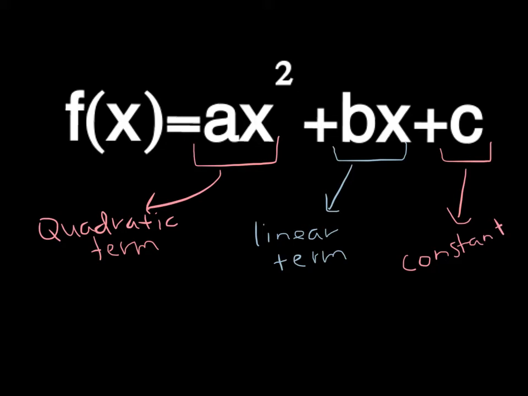In this function, our a, b, and c are just numbers. They can be any number, and our x and our f of x are our variables. Also, the graph of this function is what's called a parabola. You've probably heard this before. Parabola is what the graph is.